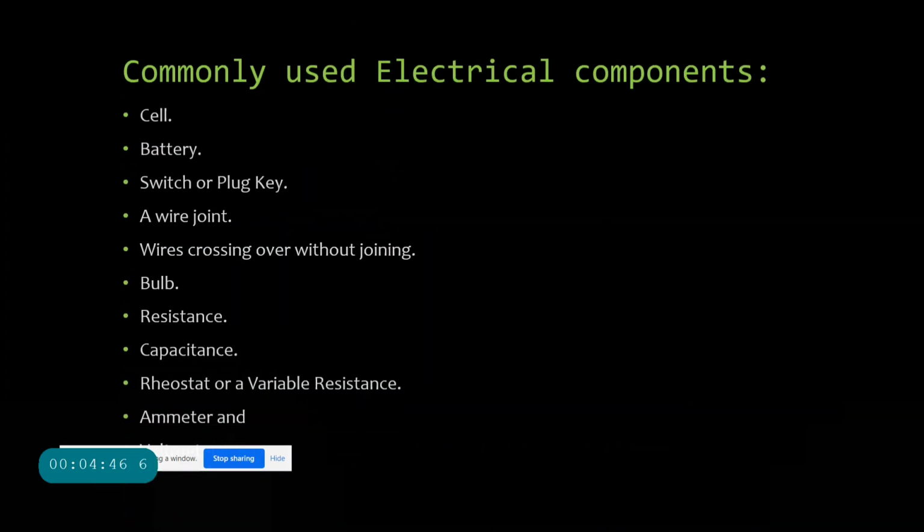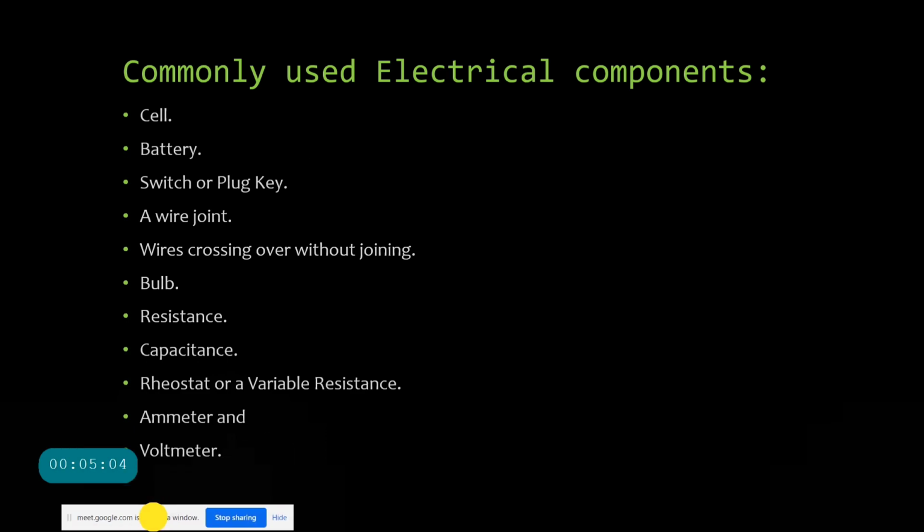Some of the commonly used electrical components are cell, battery, switch, which is also called the plug key, a wire joint, wires crossing over without joining, bulb, resistance, capacitance, rheostat, which is also known as variable resistance, ammeter, and voltmeter.